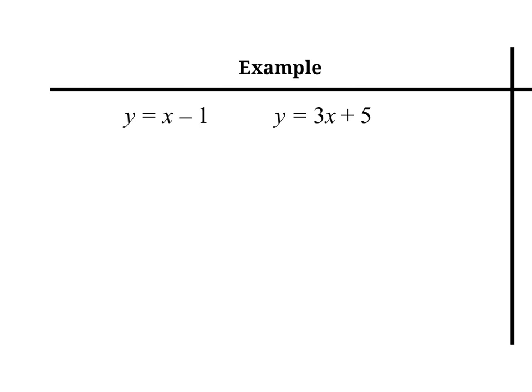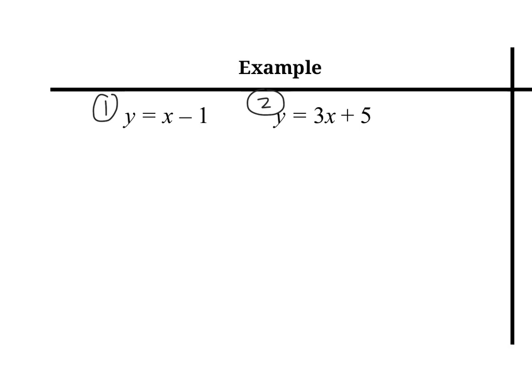So here in our example, we have a system of linear equations. We have one equation, y equals x minus 1, and a second equation, y equals 3x plus 5. The first thing that we want to do when we're given a system of equations is number them off. So I'm going to call this equation number 1 and this equation number 2. When I look at my equations, I see that both equations are in the format y equals mx plus b.